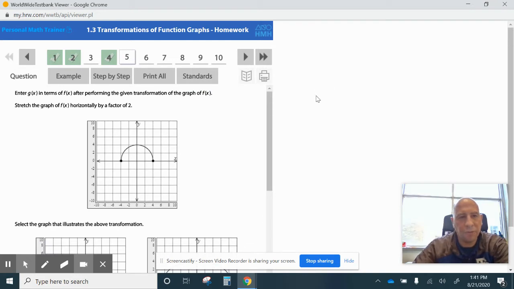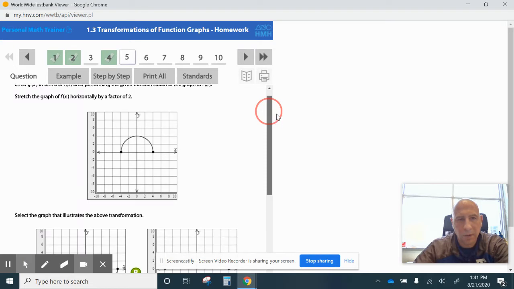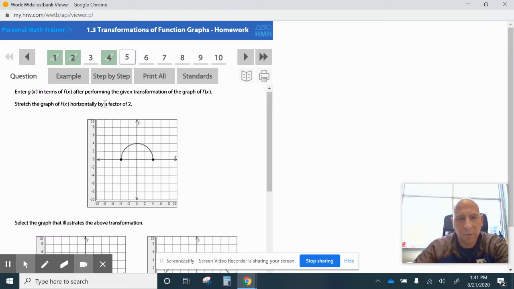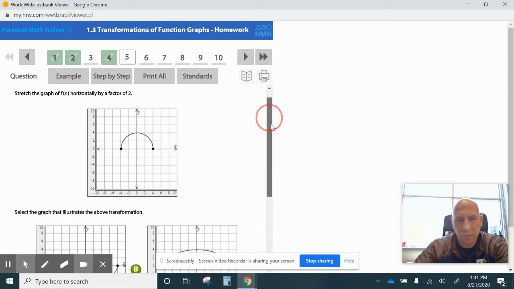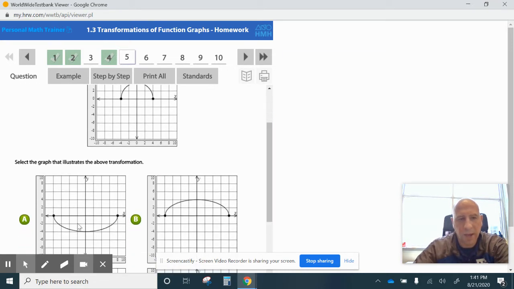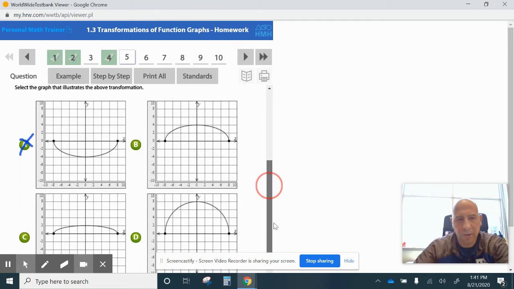Enter g of x in terms of f of x after performing the given transformation of the graph of f of x. Stretch the graph of f of x horizontally by a factor of 2. Now, first off, it's a horizontal stretch, so we know it's going to get wider. You can see A is a reflection, so it's definitely not A. B looks like a stretch, so we could be okay there. This is a vertical stretch on D, so it's not that.